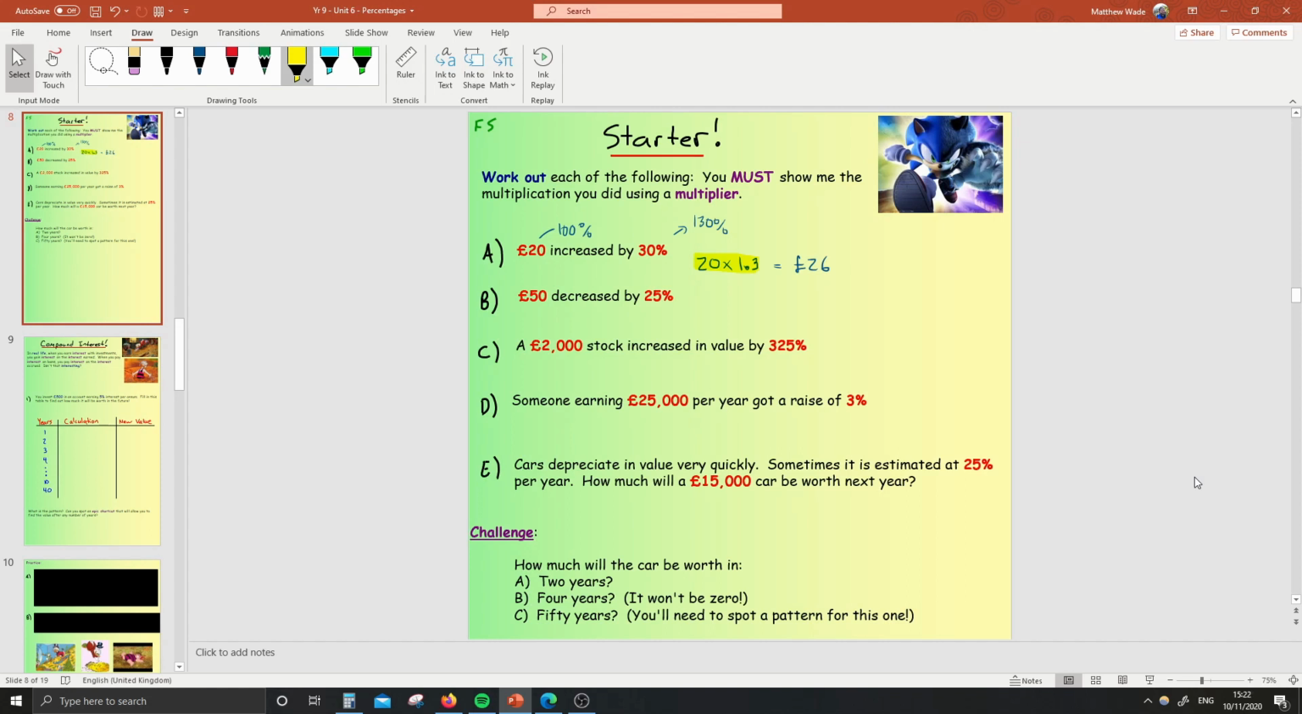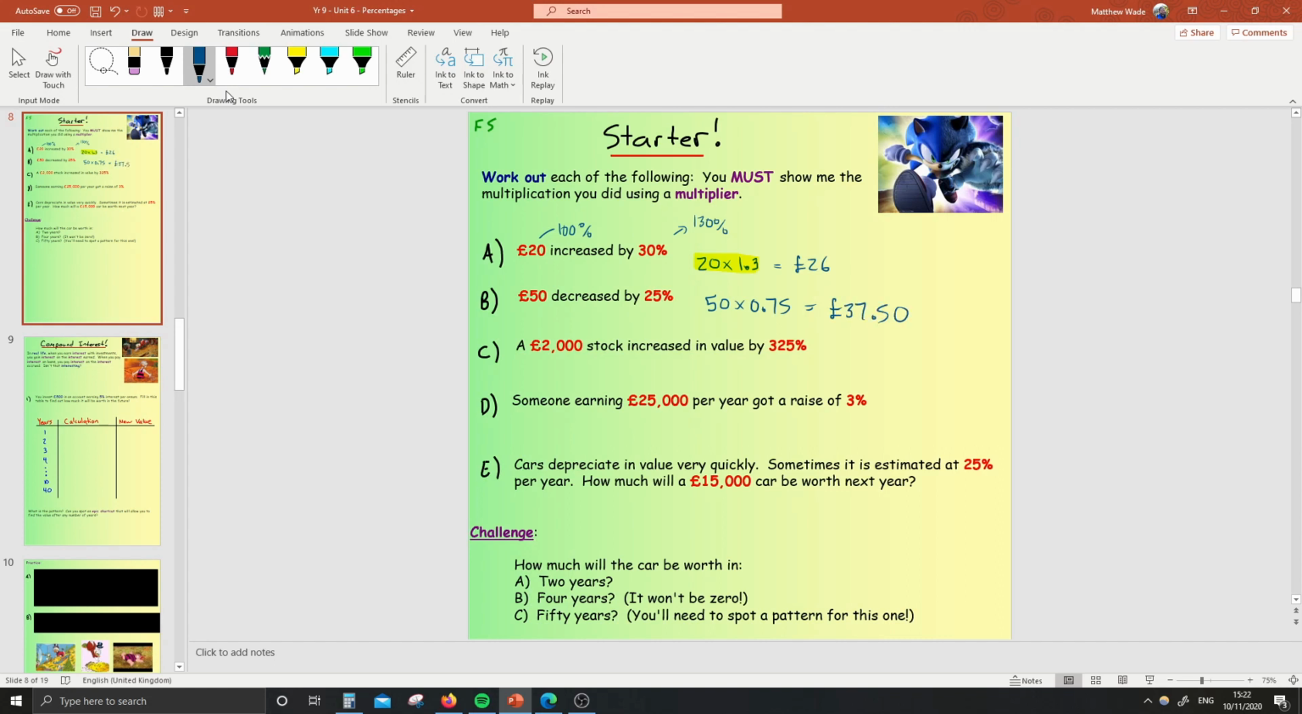Okay, buddies, and you're back from having tried all of these. So quick as I can, I'll go through this. 50 decreased by 25%, so that's going to be 50 times 0.75, because 100% take away 25% gets that. 50 times 0.75 is 37.5. So perfect, 37 pounds 50.